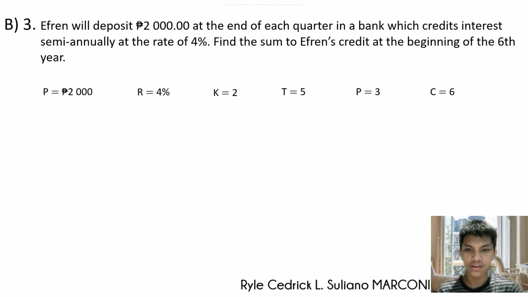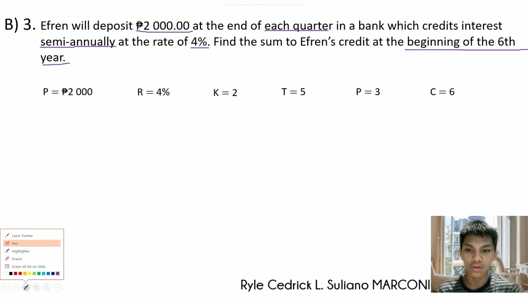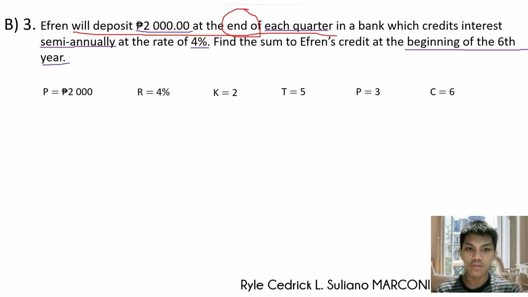For number 3, let us identify the given. Our P is equal to 2,000 pesos. Our rate is 4%. Our K is equal to 2 because it is semi-annually. Our T is equal to 5 because it is at the beginning of the 6th year. Our P is equal to 3 because of each quarter, in months, and our compounding period is equal to 6 because it is semi-annually. The problem is a general ordinary annuity because of the phrase, we'll deposit 2,000 pesos at the end of each quarter, with the keyword end. And it is looking for the future value.